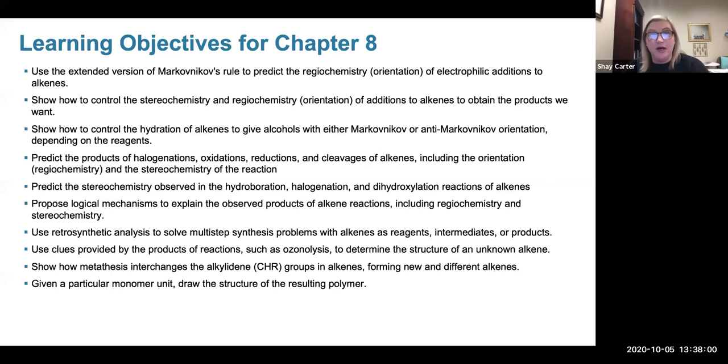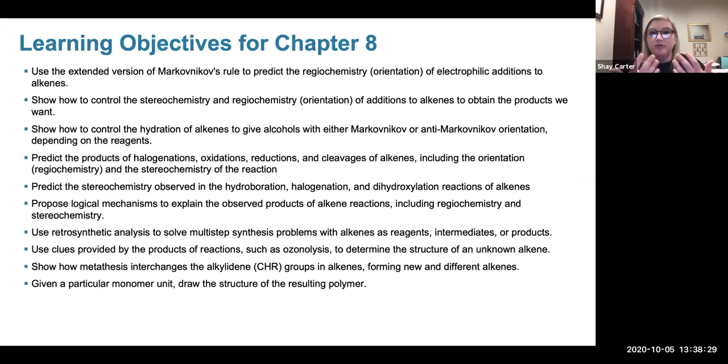We can predict the products of halogenations, oxidations, reductions, cleavage of alkenes, and include the orientations and stereochemistry of these reactions. Predict the stereochemistry observed in hydroboration reactions, halogenations, dihydroxylation reactions of alkenes. You can see we're really diving deep into the reactions of alkenes. We're going to learn all of these different reactions.